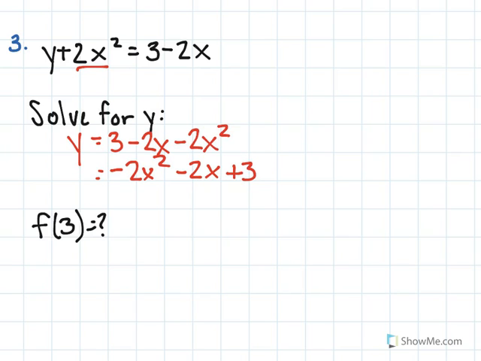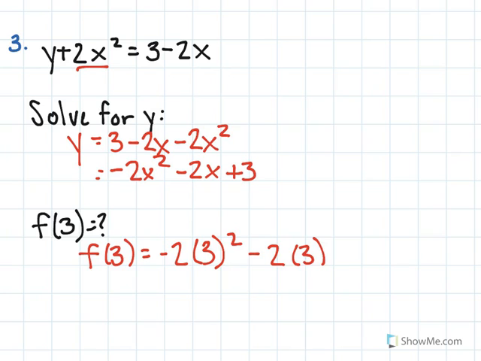To evaluate this at x equals 3, we're going to take our equation and plug the 3 in for each x in the equation. So f of 3 would be equal to -2 times 3 squared, minus 2 times 3, plus 3, which simplifies to -18 minus 6 plus 3, which is equal to -21.